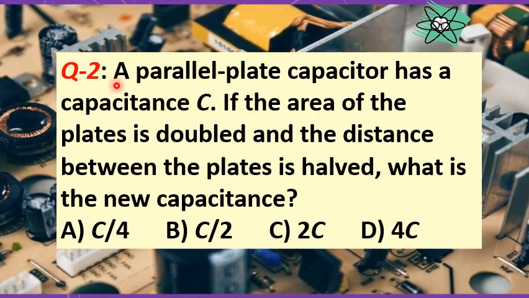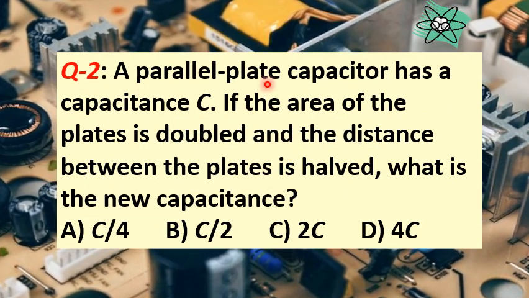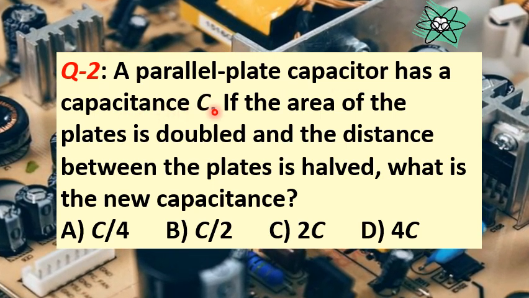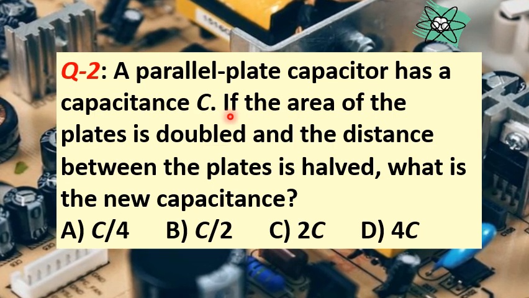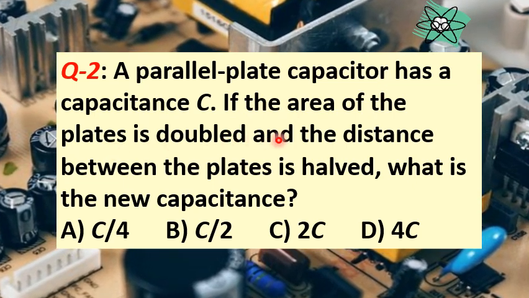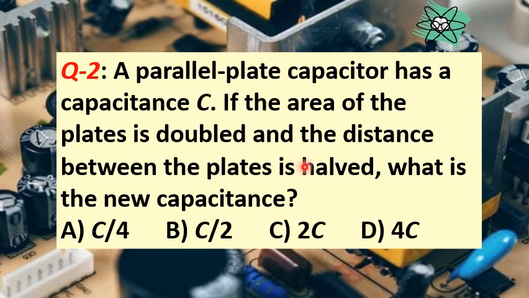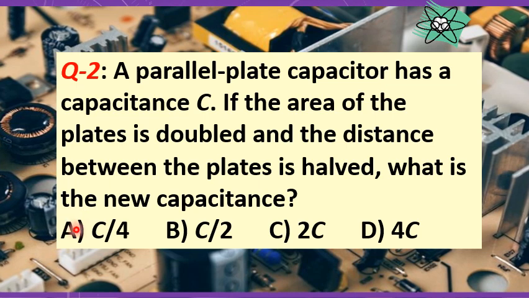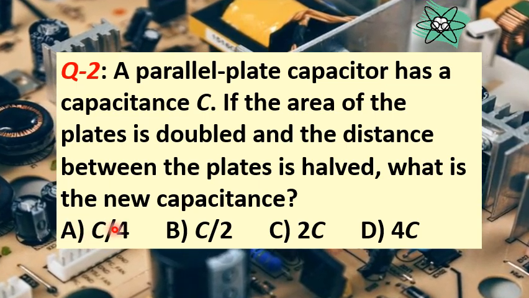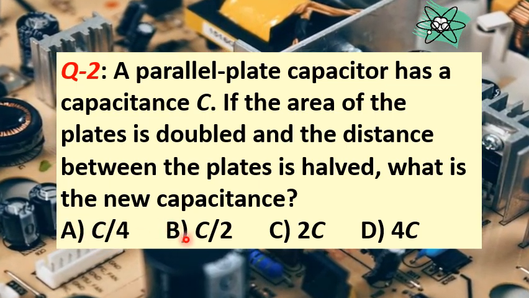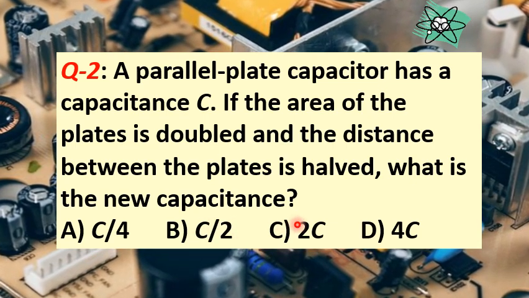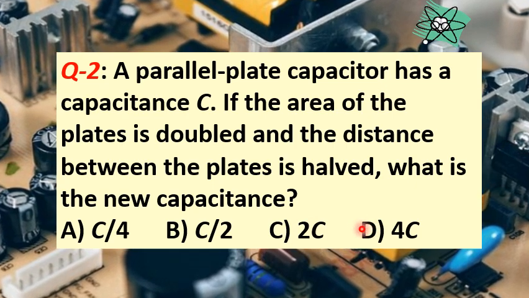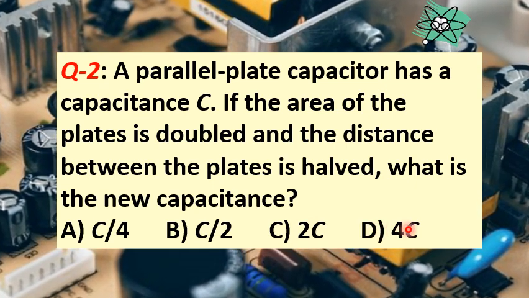Question number 2. A parallel plate capacitor has a capacitance big C. If the area of the plates is doubled and the distance between the plates is halved, what is the new capacitance? Choices are letter A, big C over 4, option letter B, big C over 2, option letter C, twice big C, and option letter D, 4 times big C.